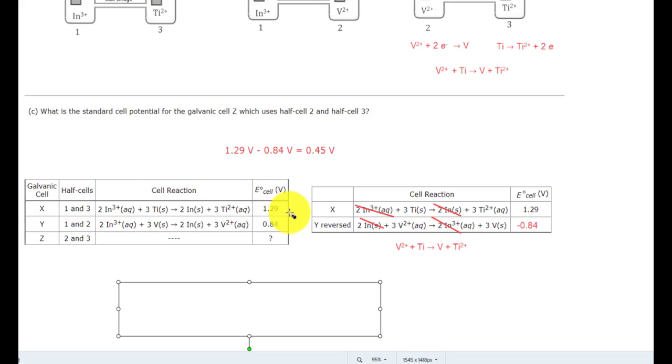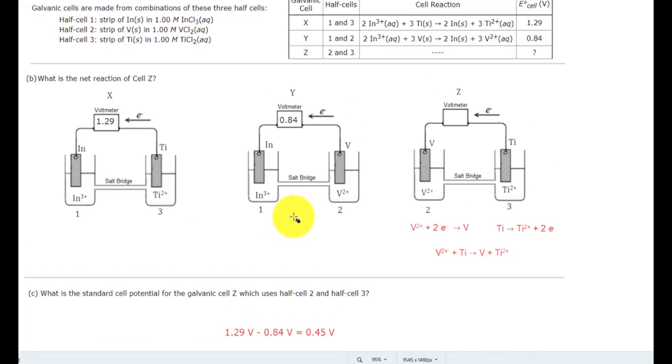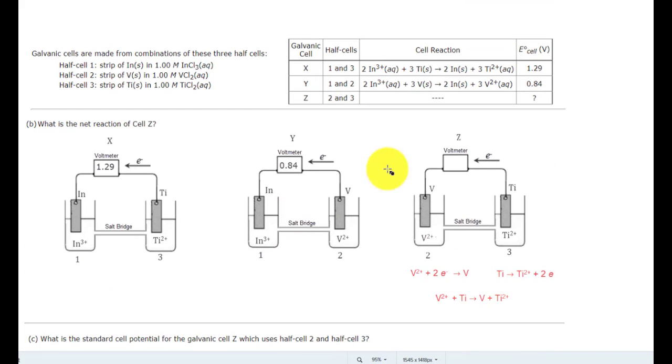So that's our answer for B and C, where we determined this mystery galvanic cell Z based on what happened on X and Y, because we had the same indium and then we had titanium and vanadium. So we were able to use that as our clue. And they always give you this on these problems where if you use some logic, you can solve it. So there's our part 2.